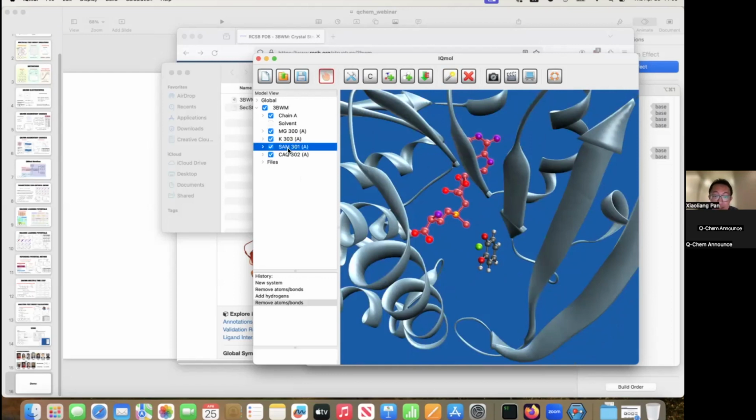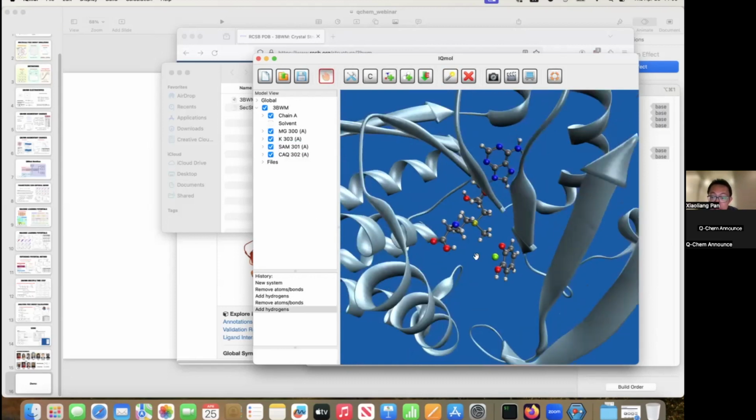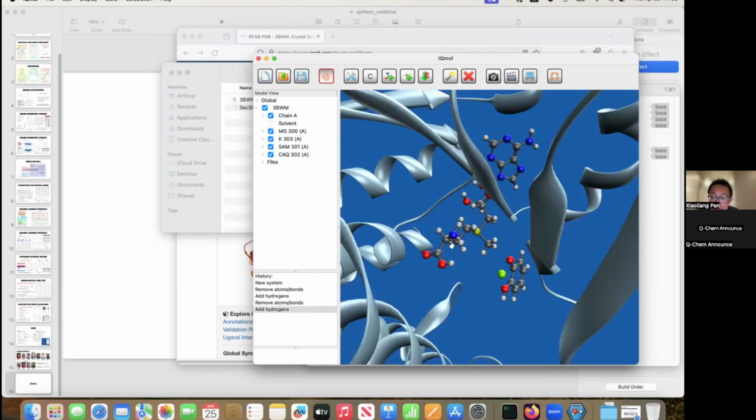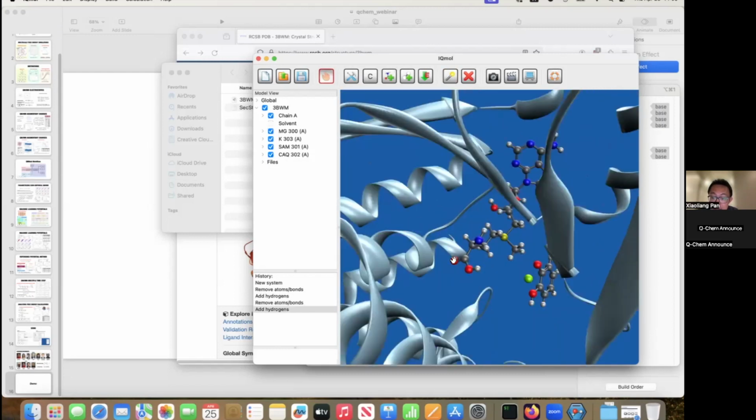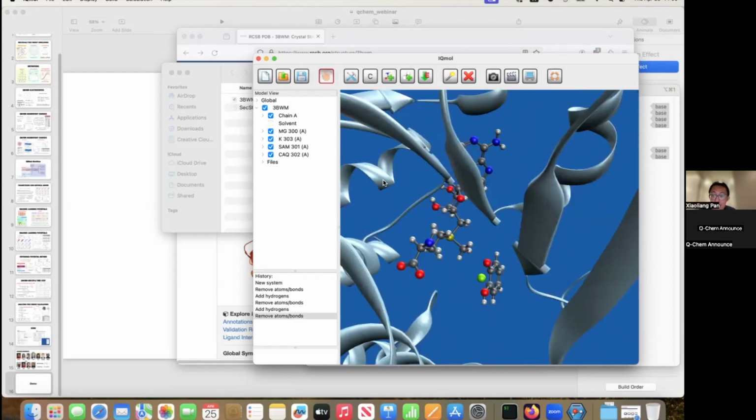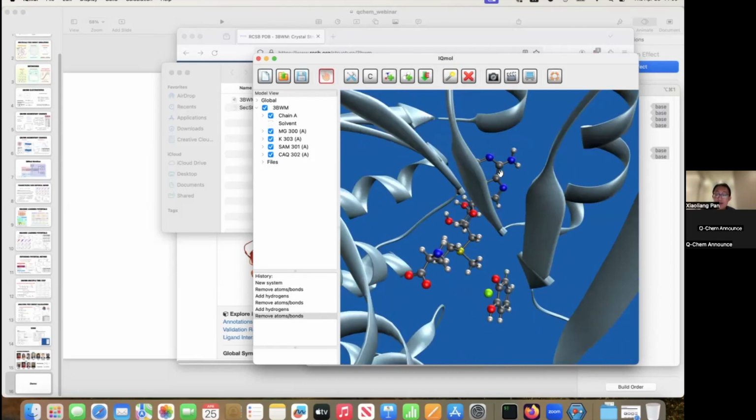Now we will do the same thing for the SAM, adding hydrogens. Okay, so we also need to manually deprotonate this carboxyl group, because most likely it will be deprotonated in a neutral pH environment. Okay, now these are properly chemically modified and protonated. I will launch this Amber system builder. Okay.